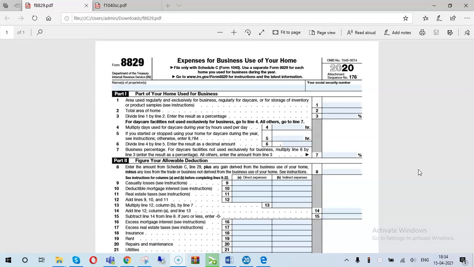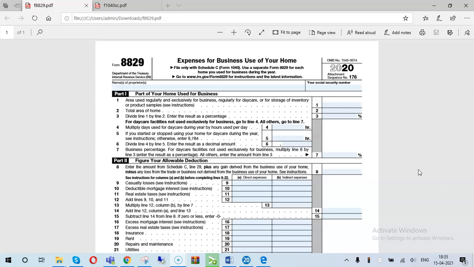So guys, now we need to understand what is the principal place of business. In determining whether the office in your home qualifies as your principal place of business, you must consider the following 2 items. Number 1, the relative importance of activities performed at each place where you conduct business. Number 2, the amount of time spent at each place where you conduct business.